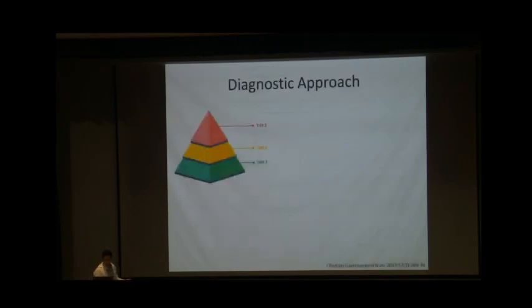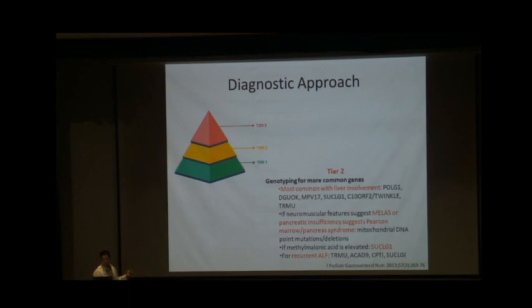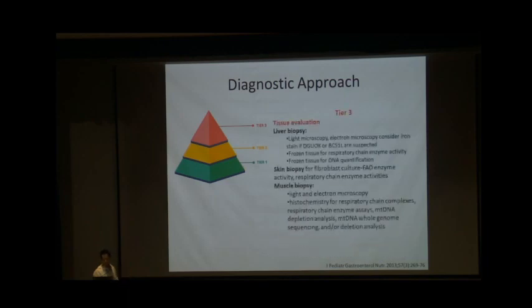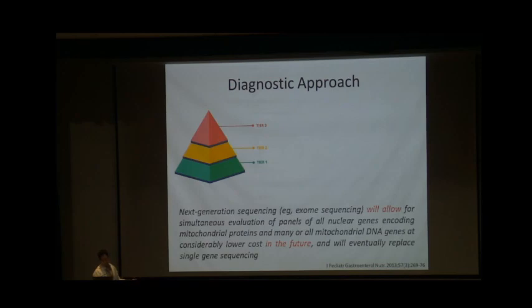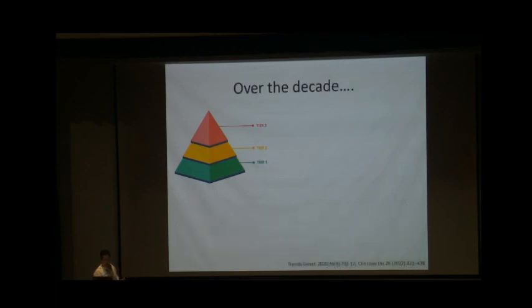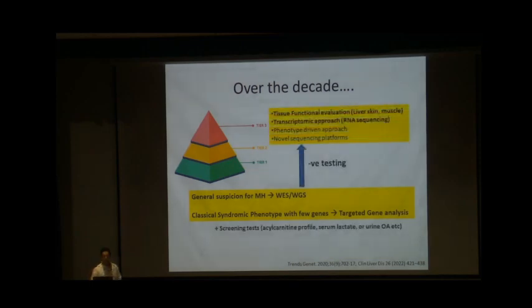Okay. So in 2013, the diagnostic approach given by the Children's group in the United States started with the screening test, went ahead with the tier 2 test, including the genotype for the more common genes. And the third tier was tissue evaluation, the functional evaluation, including liver biopsy and muscle tissue. But some things have changed over the last decade. When they gave it in 2013, they said that next generation sequencing would be allowed in the future because of lower cost. But in the 2020s, after a decade, things have changed. If you have suspicion for mitochondrial hepatopathy, you do your screening test and simultaneously send your exome genetic testing. If it is negative, then only go ahead with your tissue-based or functional evaluation.